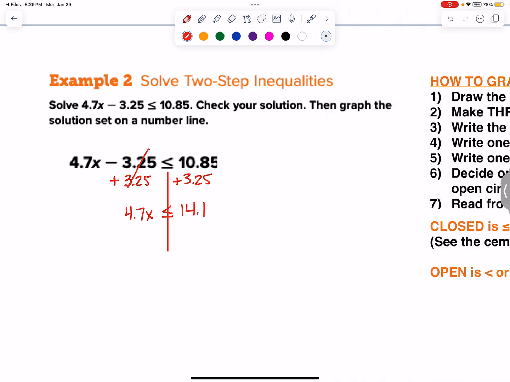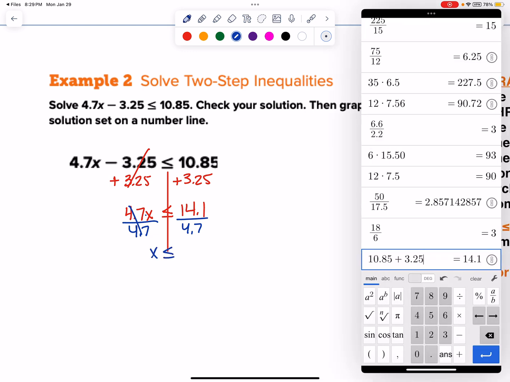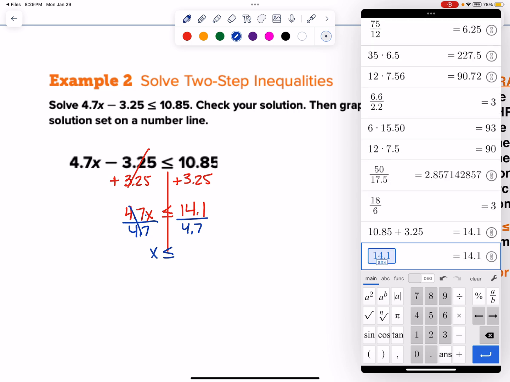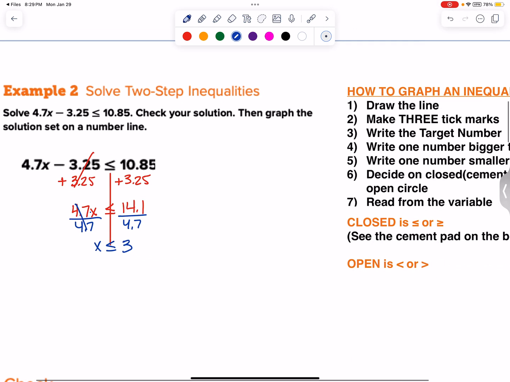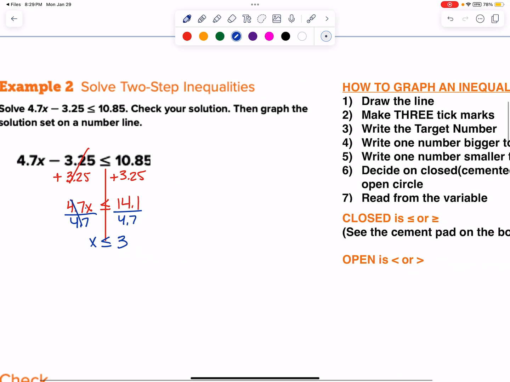Okay. All right, so let's go ahead now and isolate the variable. Instead of times 4.7, we divide by 4.7. I'm not multiplying or dividing by a negative, so no sign is changing. And we're left with x is less than or equal to whatever that is. So I'm going to go ahead and enter, and then all I have to do is put answer and then divide it by 4.7. Okay, and we get a positive 3. Yep. All right, so let's go ahead and graph our solution set.